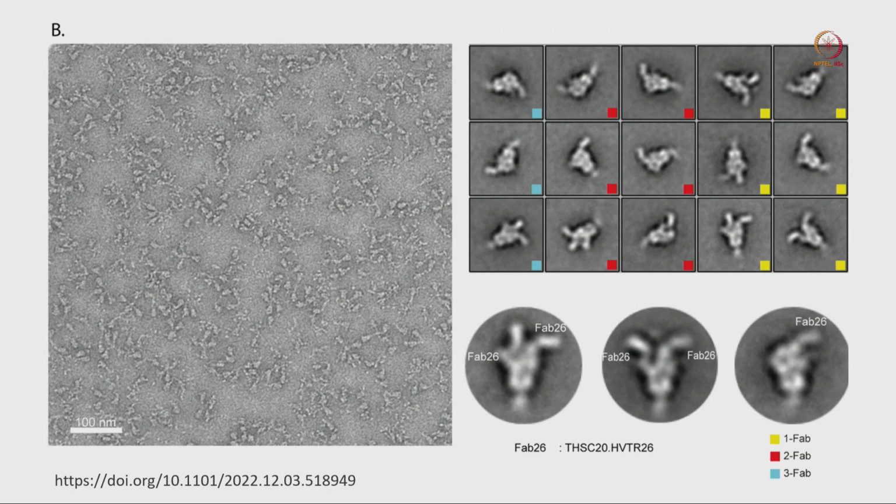Here is another example with different types of antibody with the same spike protein, where you can see there are lots of individual spike proteins with antibody. When we did this classification, you can see an overall similar kind of shape, but then you can see three extra densities. In some cases you can see only one extra density.